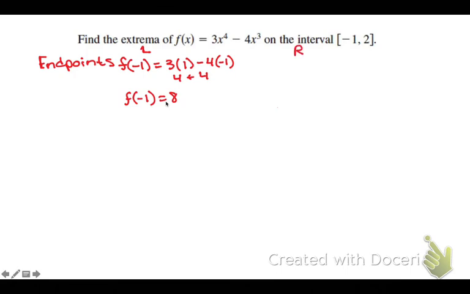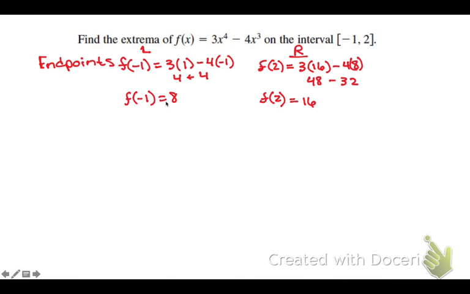R stands for right endpoint. So I plug in 2. So f of 2 is 3 times 2 to the fourth, which is 16, times 3 is 48. Minus 4 times 8, so 48 minus 32. Just going through the motions and plugging it in. 48 minus 32 is 16. Okay, so I have my left and right endpoints.